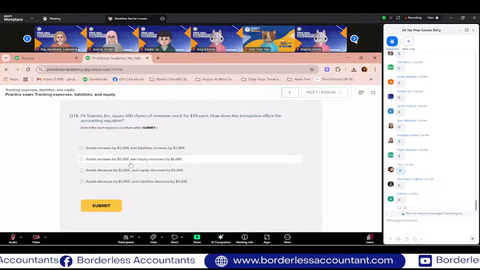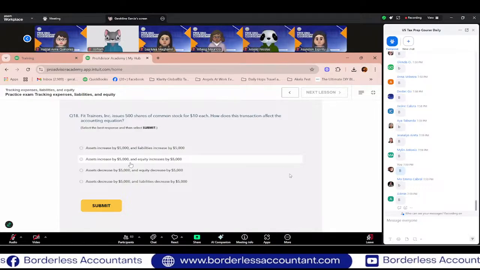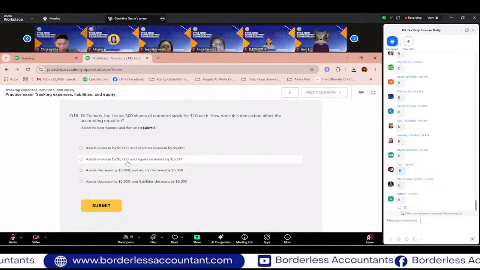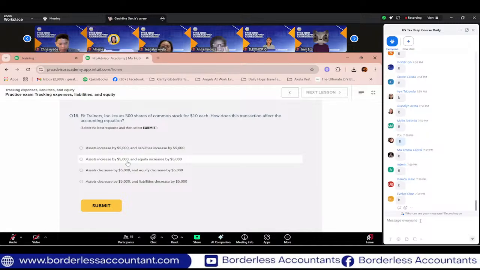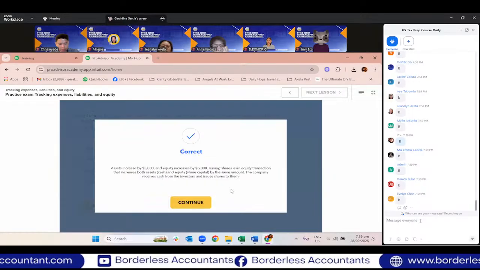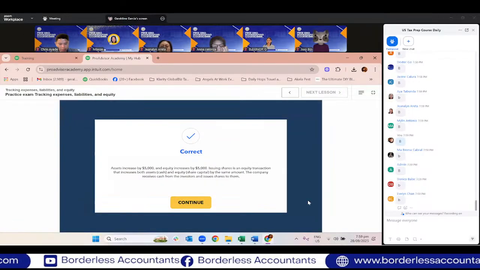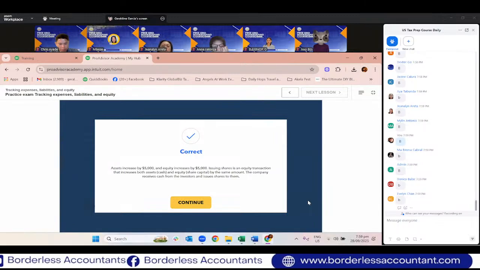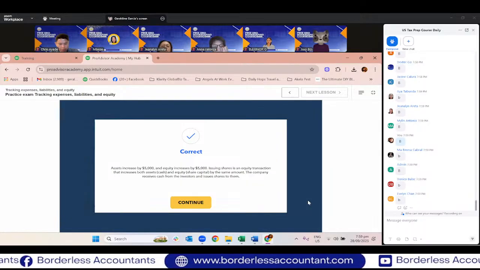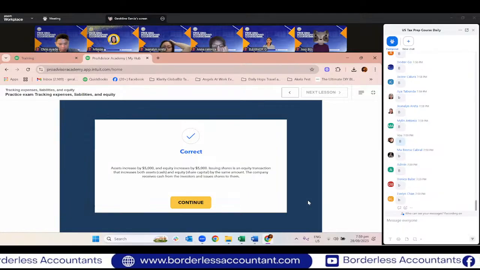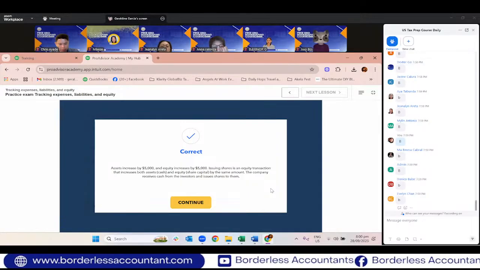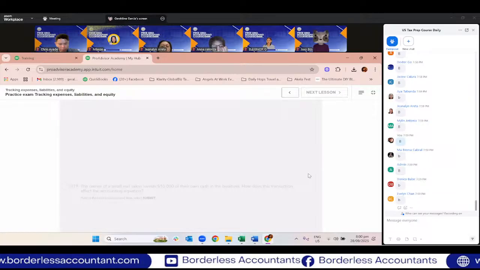So the effect is an increase: assets increased by 5,000 and equity increased by 5,000. So that's letter B. Majority of the answers is letter B. Let's submit, gang. Correct. Assets increase by 5,000 and equity increases by 5,000. Issuing shares is an equity transaction that increases both assets, which is cash, and equity, which is share capital, by the same amount. The company receives cash from the investors and issues shares to them. Let's continue, gang. Thank you.